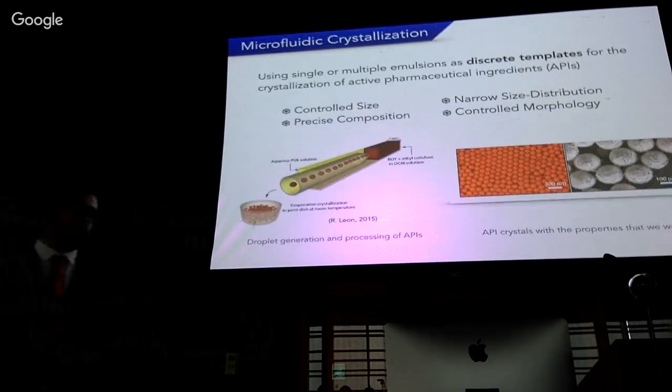So then we can use these droplets as discrete templates for drop crystallization. And the advantage is that we have a controlled size, we have a precise composition, so the formulation will be the one you want. You have a narrow distribution, and you can control the morphology.